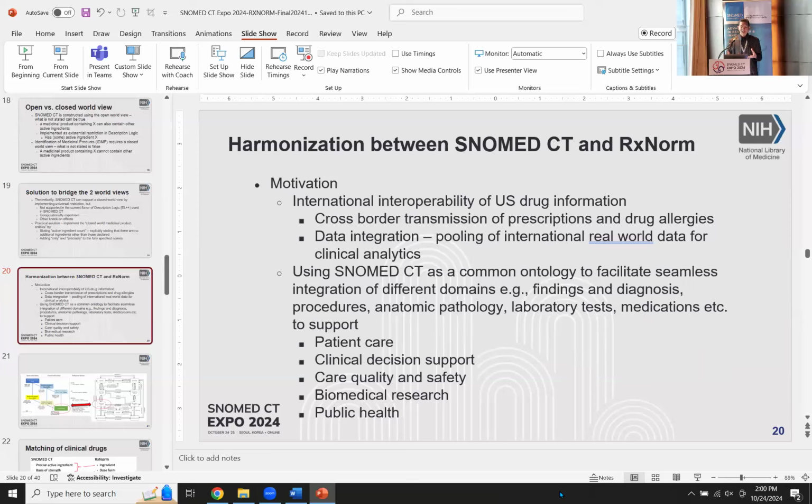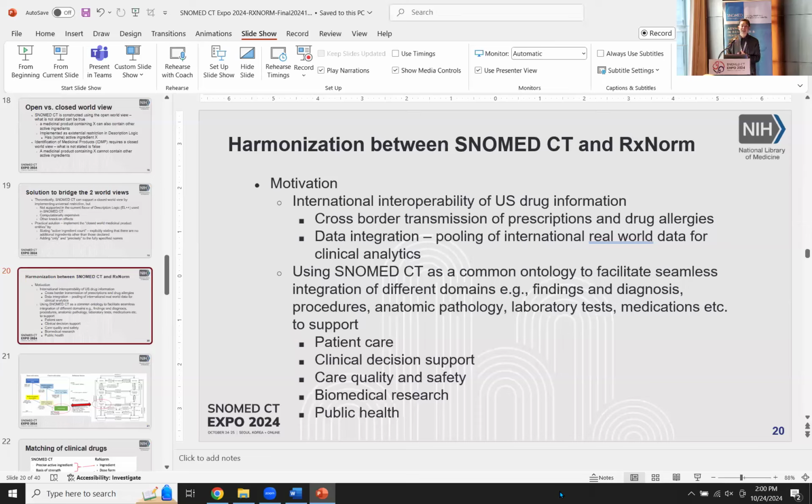So why are we trying to do this harmonization between SNOMED and RxNorm? At least two purposes can be served. The first is very similar to what the SNOMED International Medicinal Product Model is doing: to allow international interoperability of US drug information. For example, if you want to take a patient record from the US to other countries, and you have a harmonized model, you can harmonize this information with things that are encoded in SNOMED CT, for example, to encode drug allergies and other things.